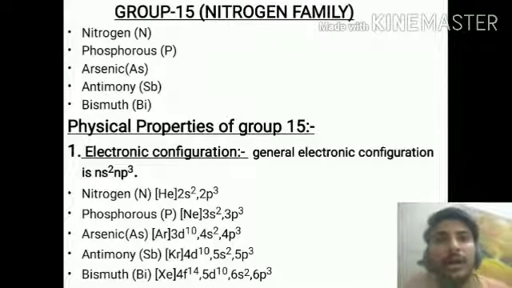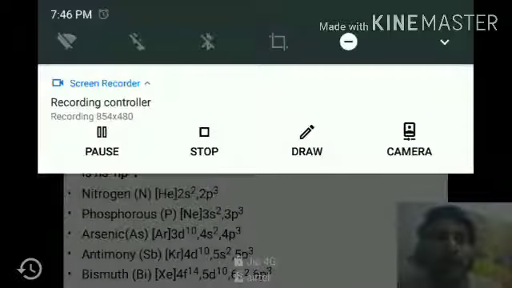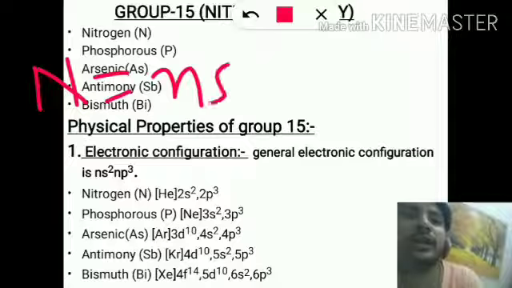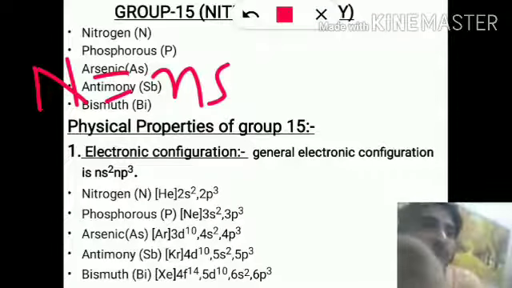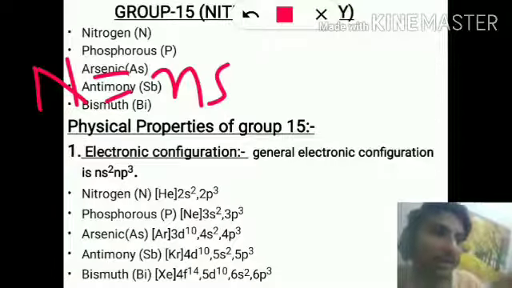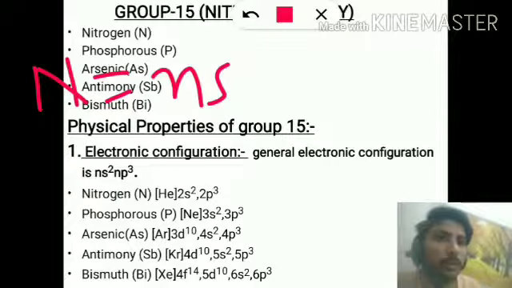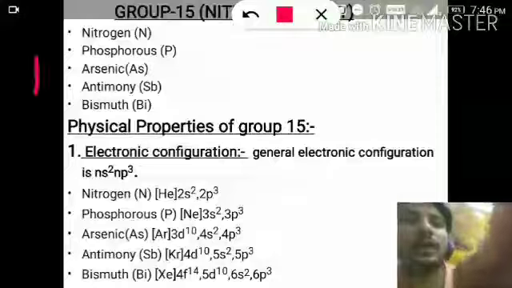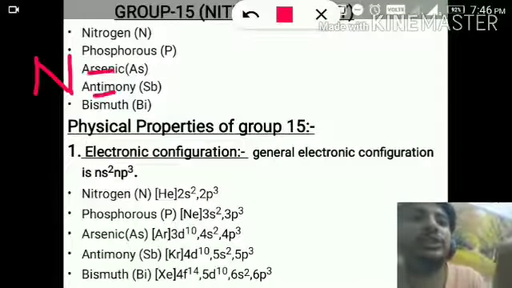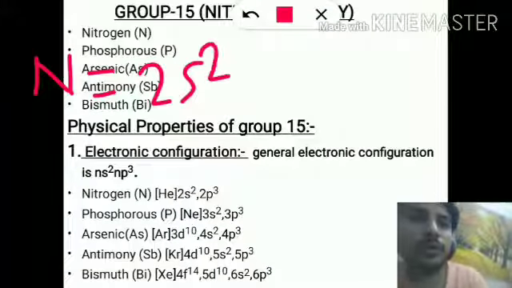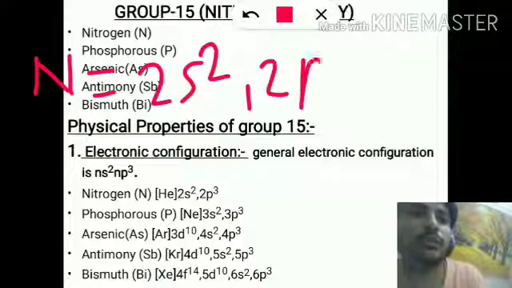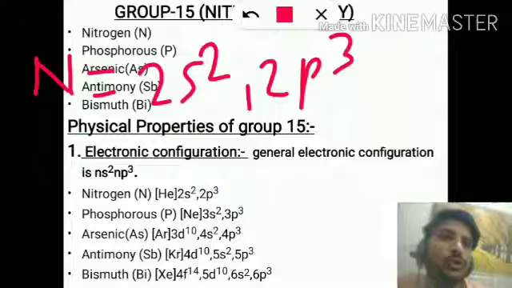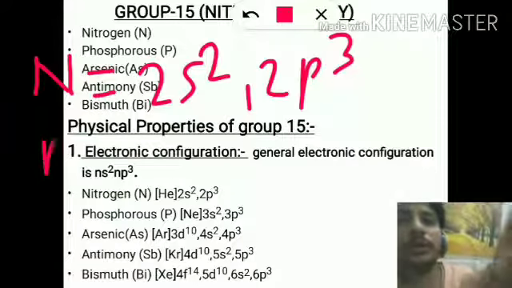So I would like to tell you the electronic configuration of nitrogen. Nitrogen is present in the second period, as we have 7 periods and 18 groups. So we can write the electronic configuration as 1s2 2s2 2p3.